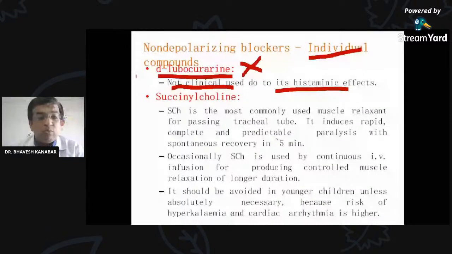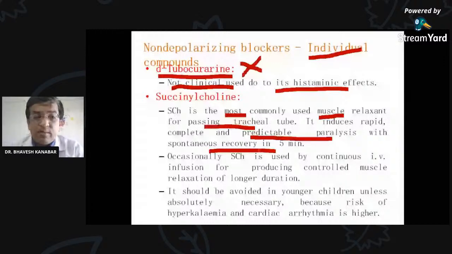Succinylcholine is the most commonly used muscle relaxant for passing a tracheal tube. It induces rapid, complete, and predictable paralysis with spontaneous recovery in 5 minutes. So muscle paralysis is produced and spontaneous recovery occurs within 5 minutes. So it is short acting. It is used in short procedures like passing the tracheal tube while performing bronchoscopy.